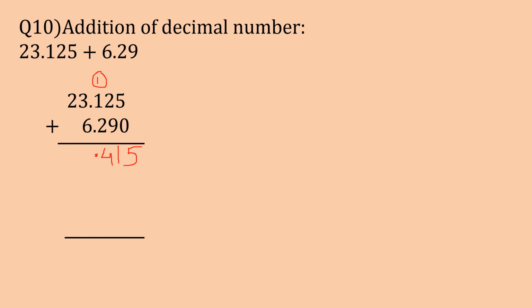Then 3 plus 6, so it will become 9, no carry. So 3 plus 6 is 9, you'll write down 9. Then 2 will come down as it is, since no number is there. So you'll write down 2. So what answer do you get, students? 29.415. Are you getting it, students? So your final answer is 29.415. I hope you got this.